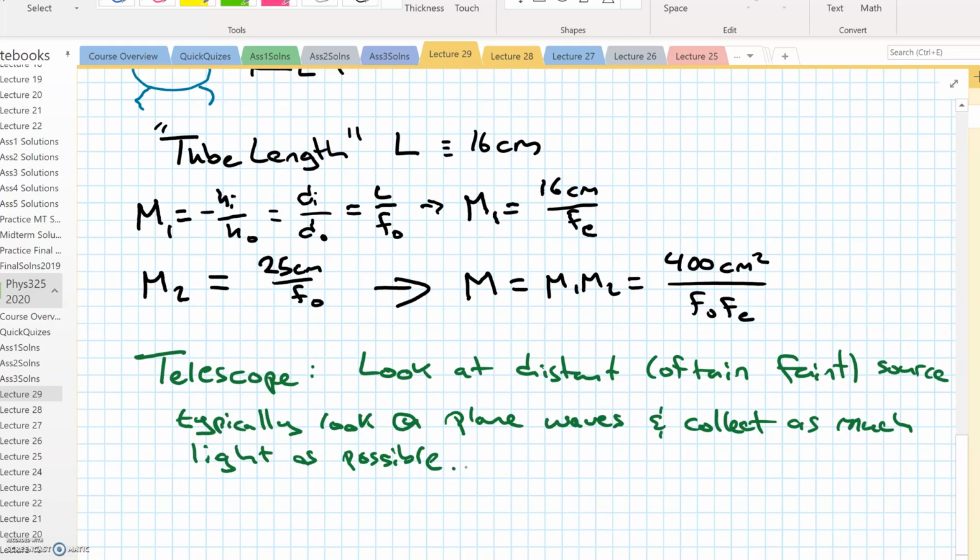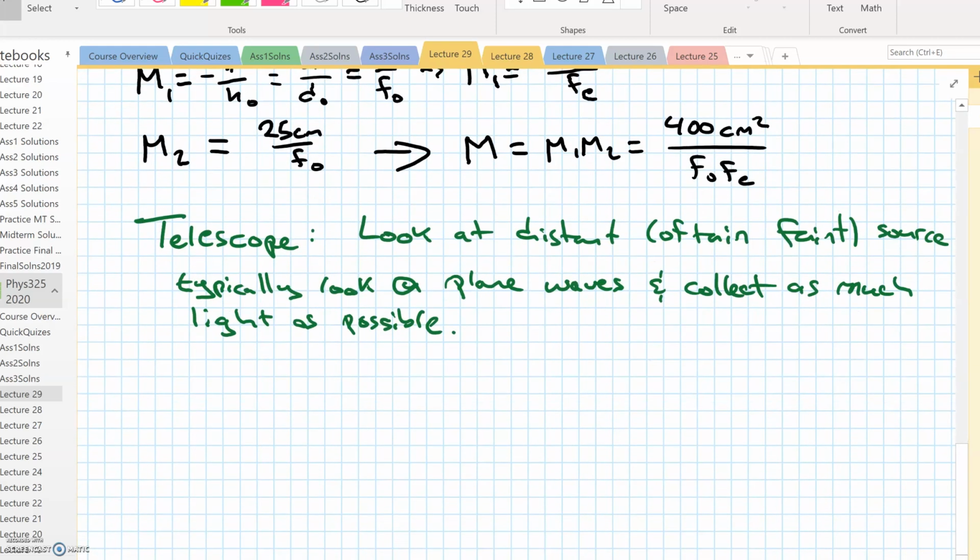And collect as much light as possible. So, in its simplest form, the telescope comes in two varieties. Refracting, which uses a big lens to collect the light, and an eyepiece. And reflecting, which uses a big mirror to collect the light, and also an eyepiece. Now there's more complex variations that use combinations of mirrors and lenses, but we're going to focus on the simple reflector and the simple refractor in order to get the fundamentals down.